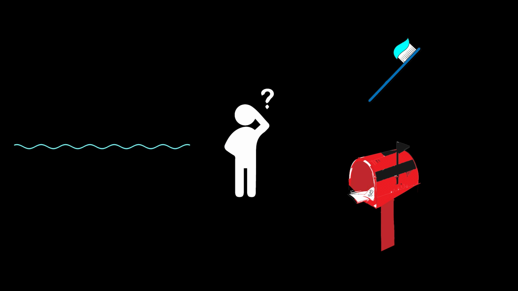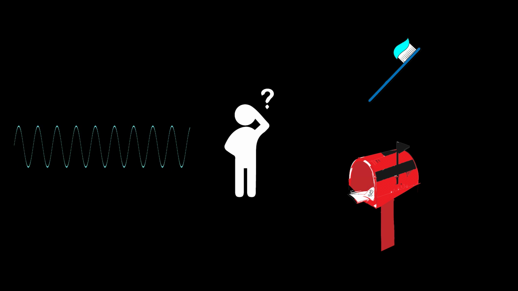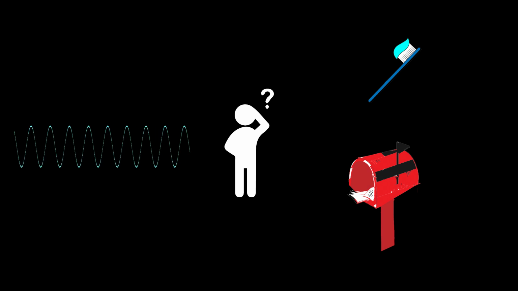And we've been mentioning Hertz a lot. The frequency of a sound wave is measured with this unit. The frequency of 1 Hertz is 1 complete wave cycle in a second, or 100 Hertz is 100 wave cycles in a second.